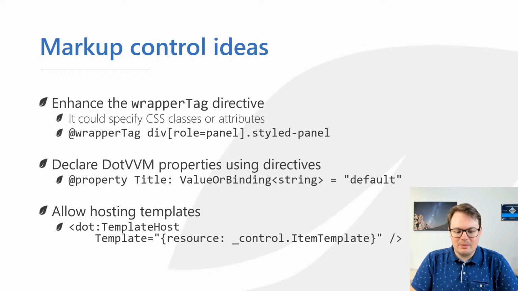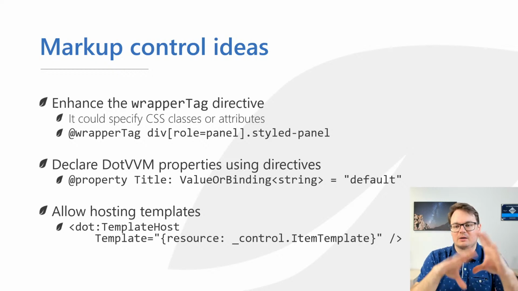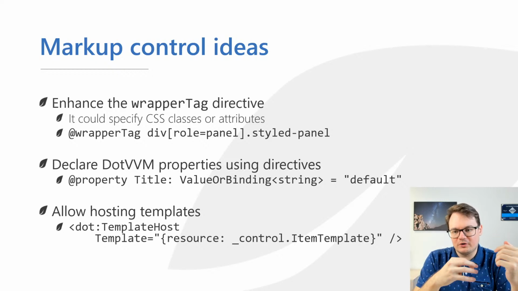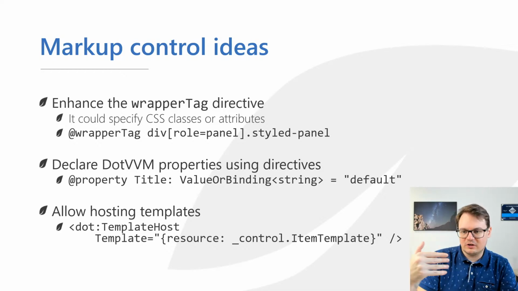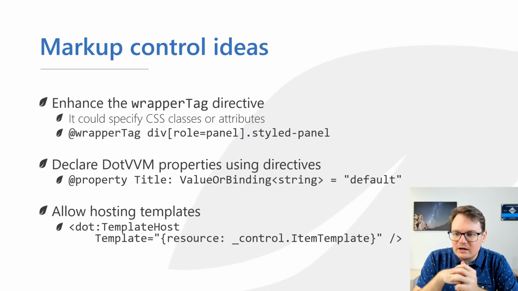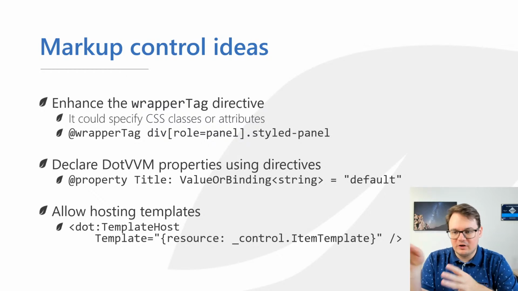Then we were thinking about adding an option to declare DotVVM properties as directives in the markup file. If you want to just create a markup control with a few properties you need to set from outside, right now you need to create the C# code behind file and declare these DotVVM properties. And for example, we could create a property directive which would say, okay, we will have a title property. It can be a value or a binding of string.